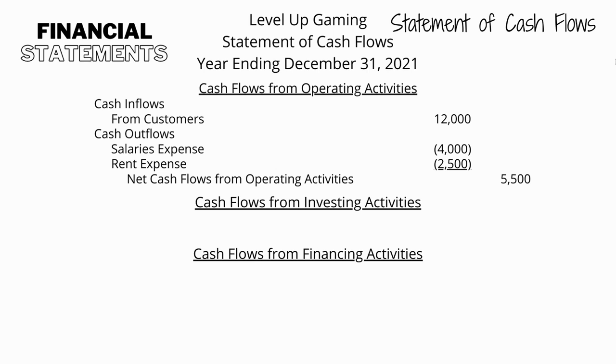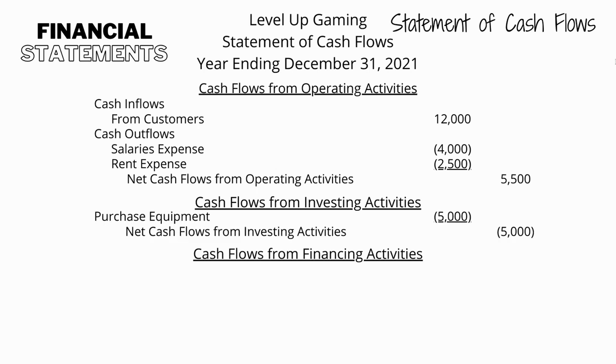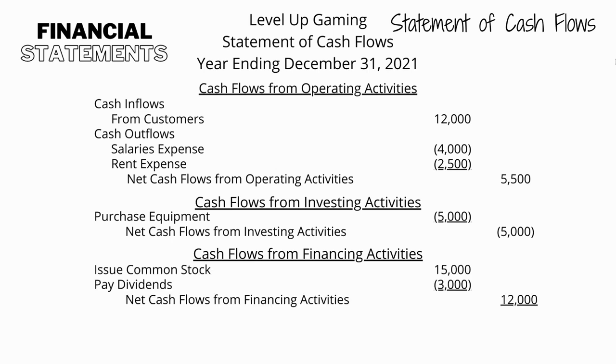Next, we move on to investing activities. The company purchased equipment for $5,000. So the net cash flows from investing activities is a negative $5,000. Finally, we look at the cash flows from financing activities. This includes issuing common stock for $15,000 and paying dividends for $3,000. The net cash flows from financing activities is equal to $12,000.